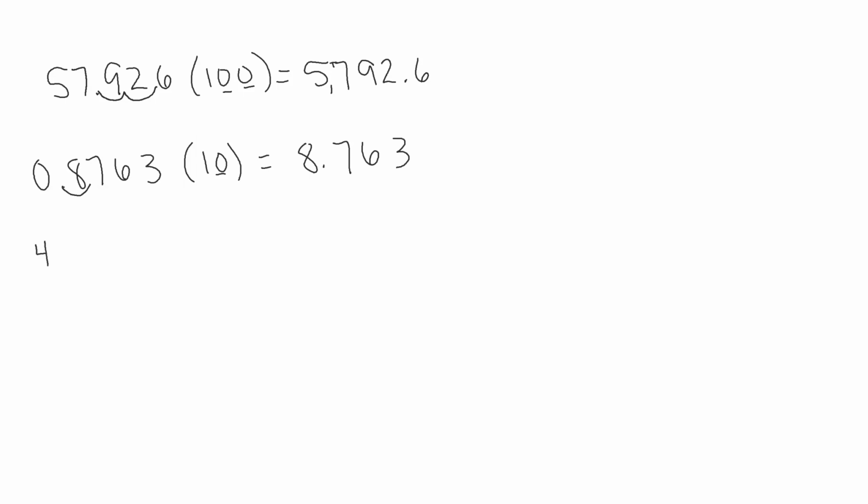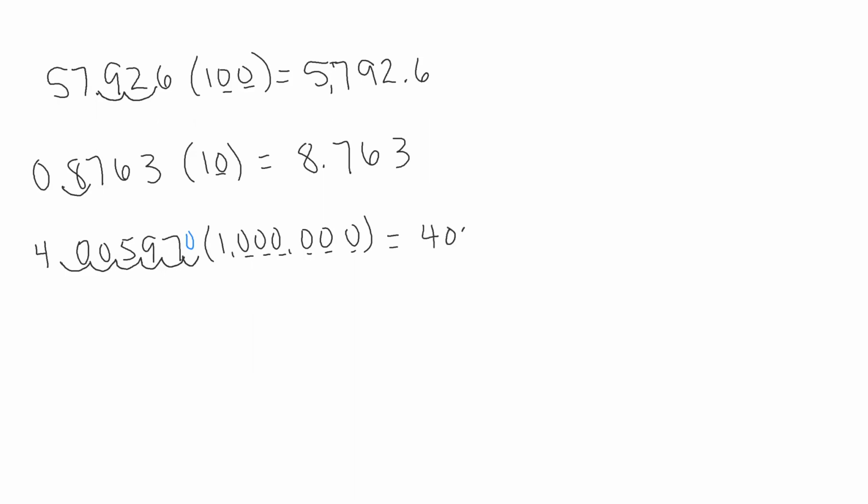What if I have 4.00597 and I want to multiply it by 1,000,000? Okay, well, there's 1, 2, 3, 4, 5, 6 zeros in 1,000,000. So I need to move my decimal to the right 1, 2, 3, 4, well, 5 times, but I've got to move it 1 more time, filling in a 0. So my final answer would be 4005970. Fill in your commas, so it'd be 4,005,970.